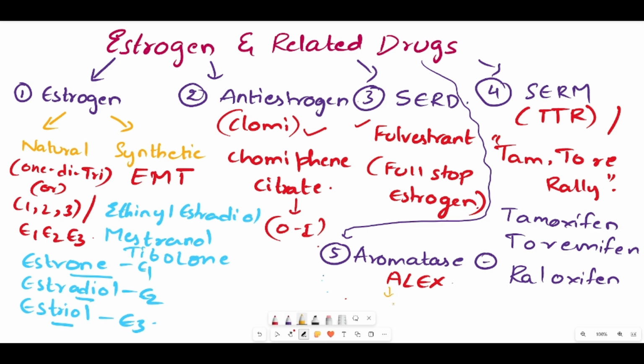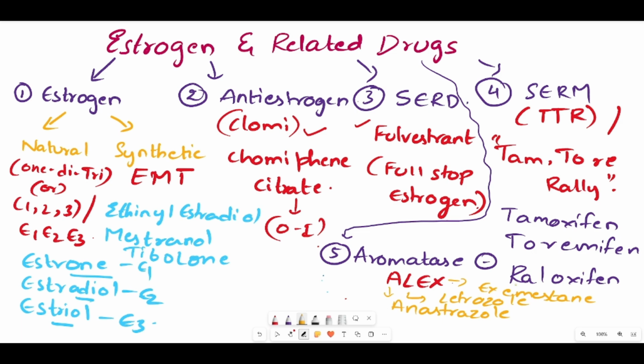Where A means it is Anastrozole and L means it is Letrozole. EX means it is Exemestane. Anastrozole, Letrozole, Exemestane comes under this aromatase inhibitors.